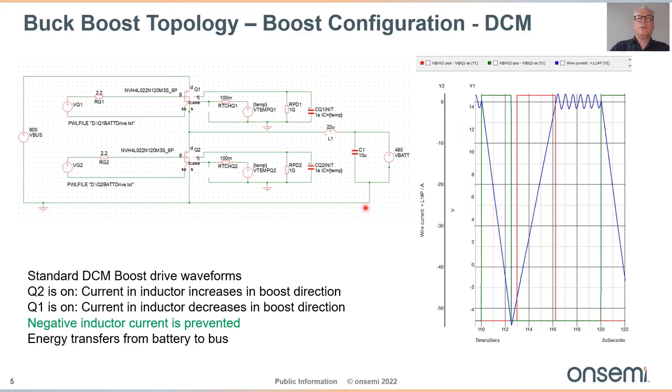Again, in this case, we're in DCM mode. We must prevent negative inductor currents. From the point of view of the boost, obviously it's then positive current in this case. So Q2 is turned on, then Q1 is turned on, and then when it gets to zero current in the inductor, it's switched off to prevent the negative current from the boost point of view.